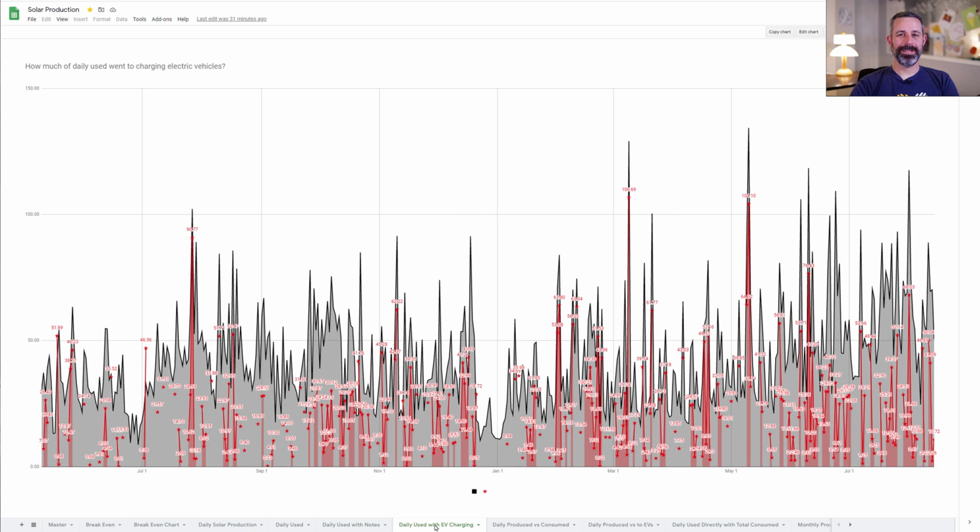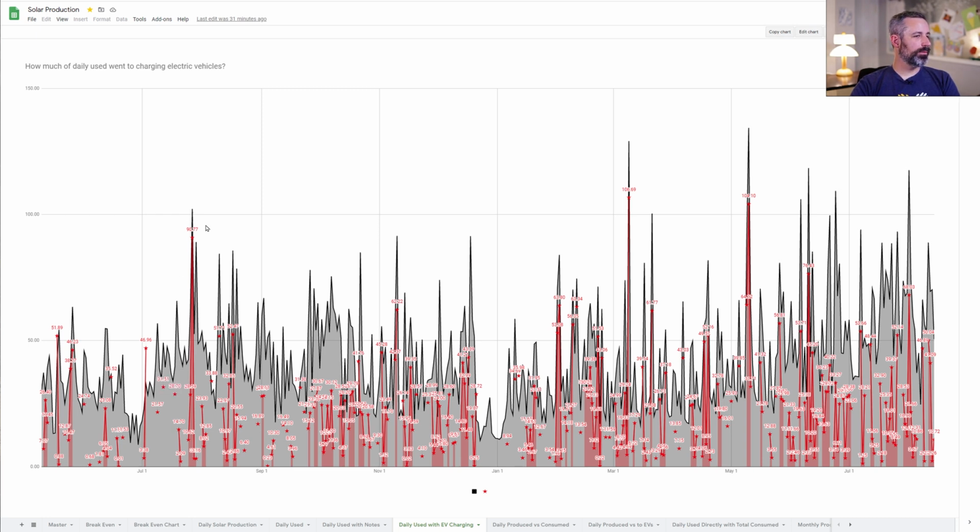So now what I'm trying to overlay is how much was consumed that day versus how much of that consumed was sent to an electric vehicle. So the black is what was consumed, and the red is what went to an electric vehicle, and the stars is the data point. Sometimes there's a trend line, sometimes there's not. I'm not sure why Google Sheets does that.